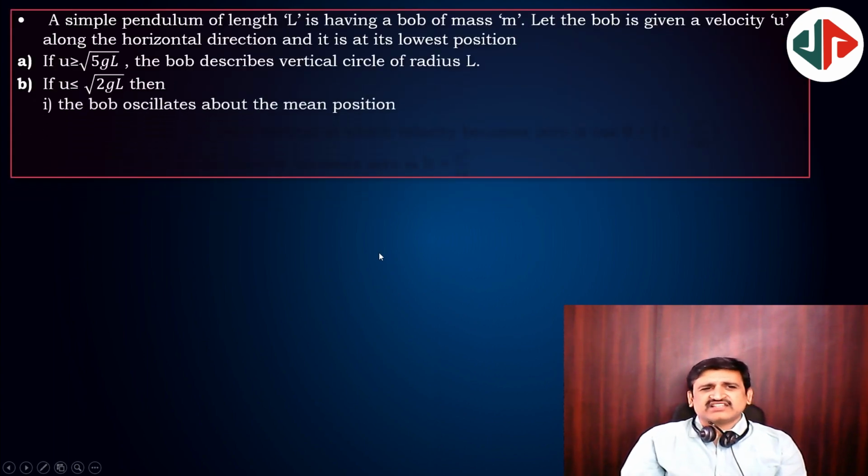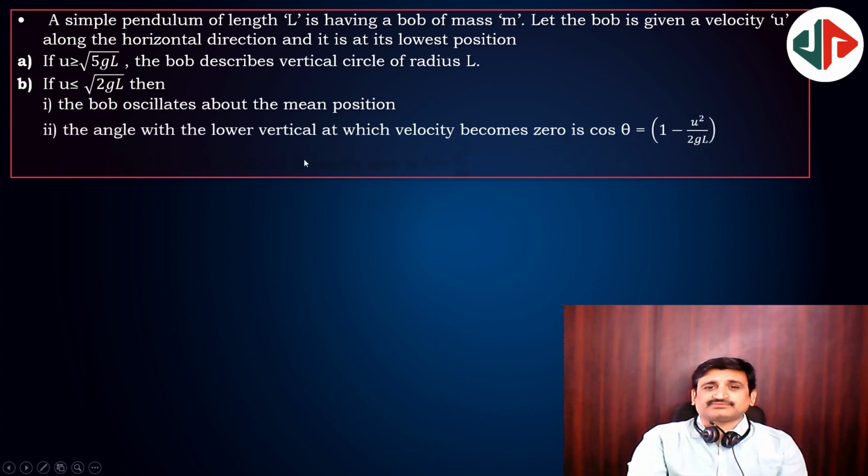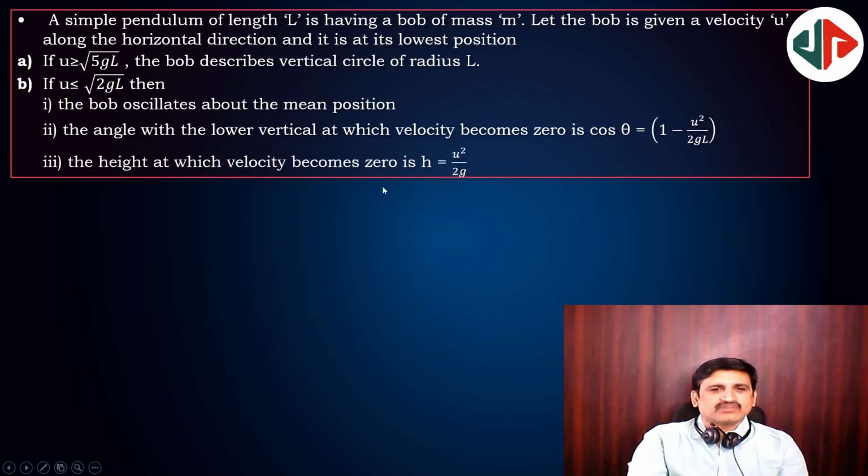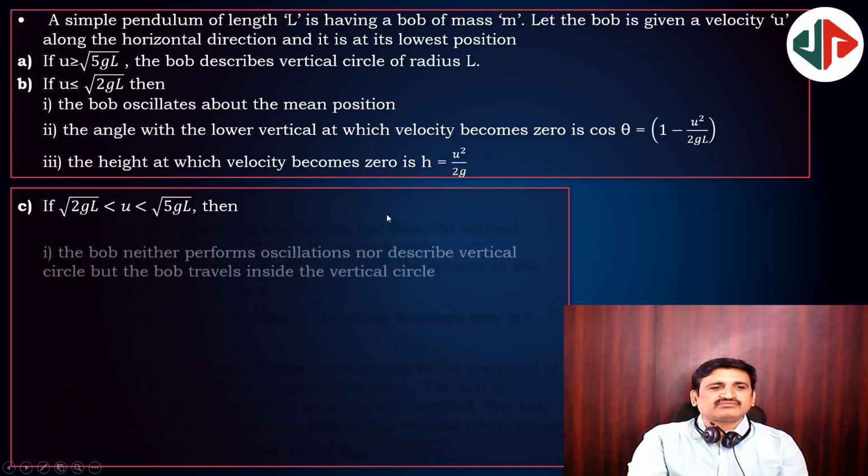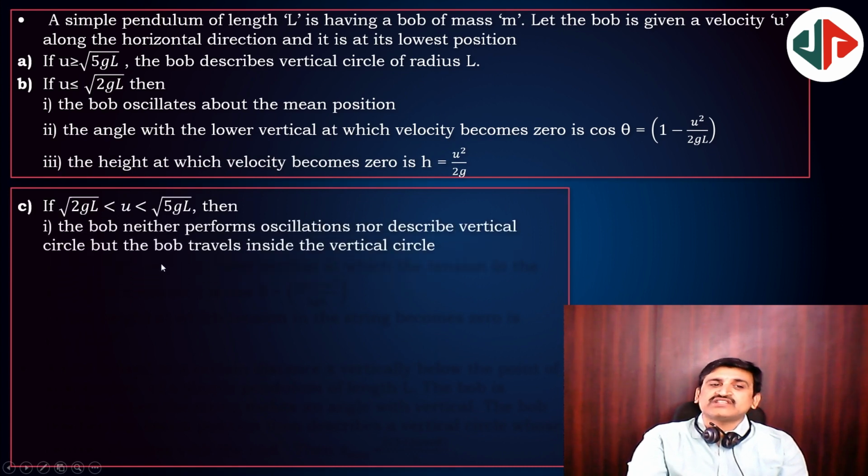If velocity is greater than or equal to root 5 gl, the bob describes a vertical circle. If it is lesser than root 2 gl, then the bob oscillates. And cos theta is equal to u square by 2 gl, and the height attained is u square by 2g. If the velocity is in between root 2 gl and root 5 gl, then the bob neither performs oscillatory motion nor the vertical circle.